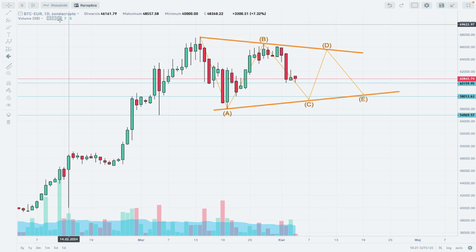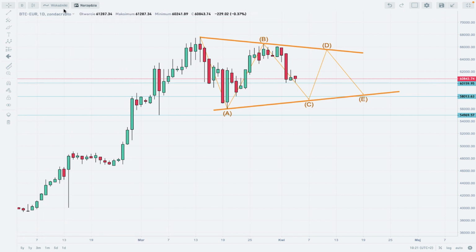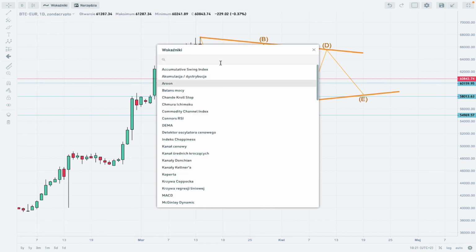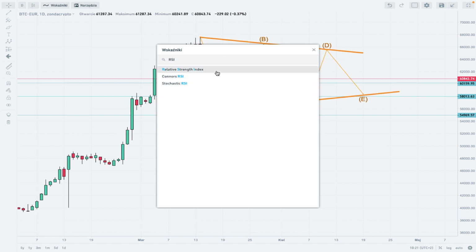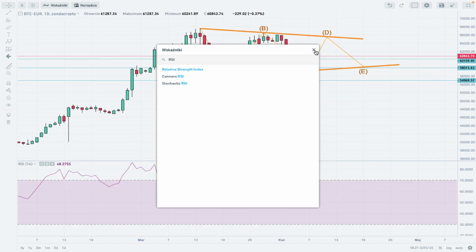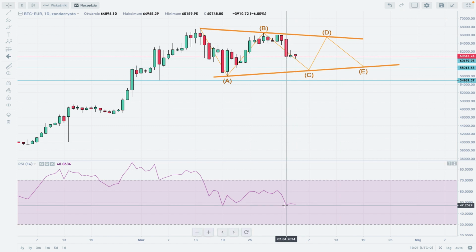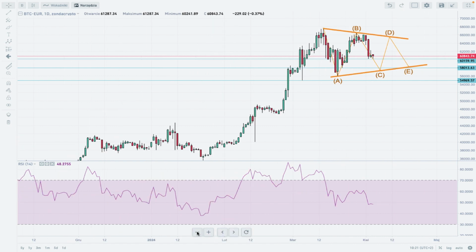If we get rid of this volume, it's not that important right now. But if we place the RSI indicator, right, the RSI, there you go. The RSI should show us, there you go, 50 points has been violated. We are below the 50 points, so we are below the neutral level. Now we entered the negative zone on the Bitcoin to euro.